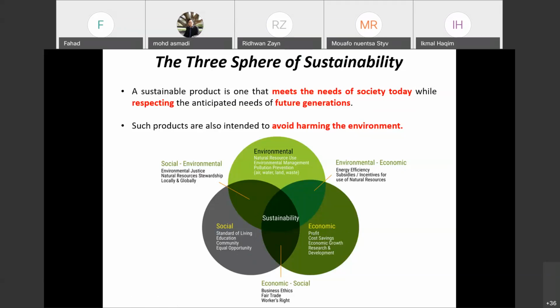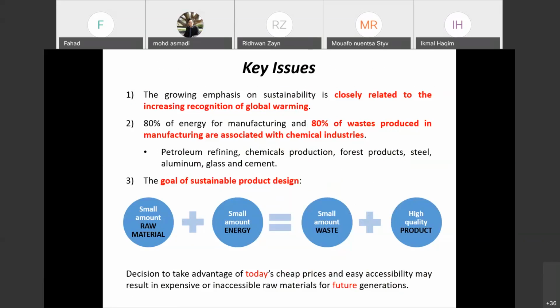Okay. So the key issue for sustainability is that the growing emphasis on sustainability is closely related to the increasing recognition of global warming. Mostly 80% of energy is for manufacturing, and 80% of waste is produced in manufacturing, associated with the chemical industry. Since the chemical industry's main raw material is fossil fuels, this is related to petroleum refining, chemical production, forest products, steel, aluminum, glass, and also cement.